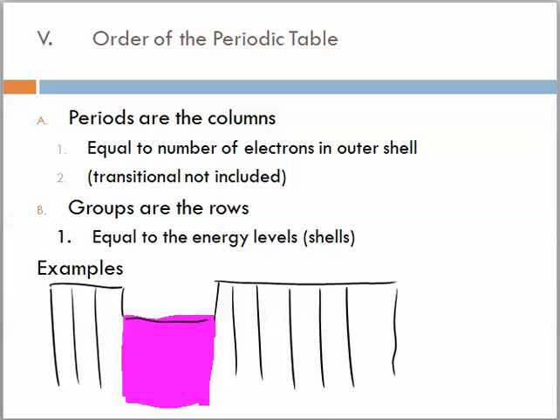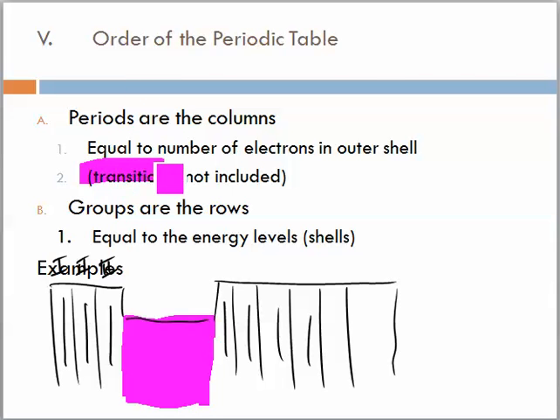So what this tells us is when we talk about periods, these columns right here are our periods. So if we were to say period 1, period 2, period 3, and so forth, these would be the periods, and that's equal to the electrons they have in the outermost shell. That's why the purple, the transitional elements, are not included. We're not really discussing those right now.